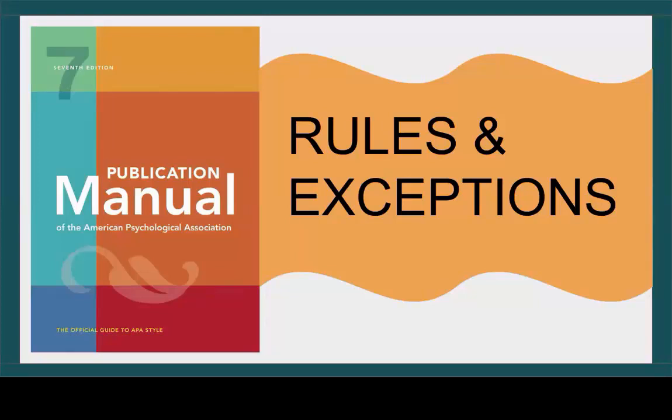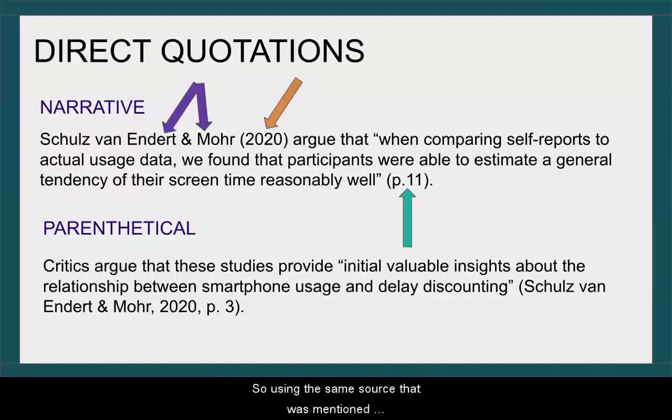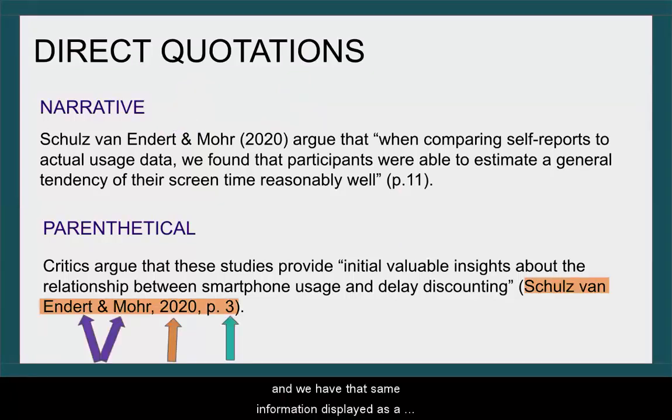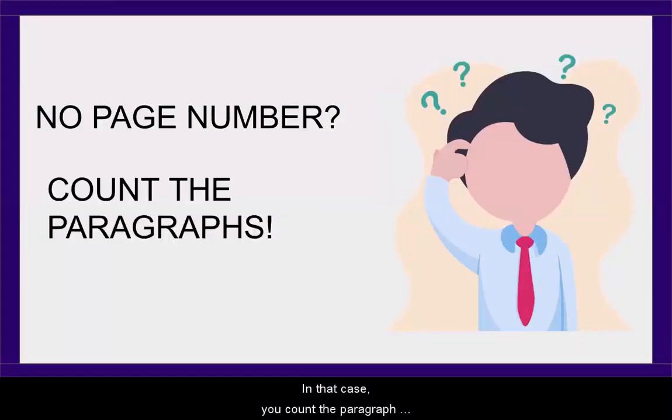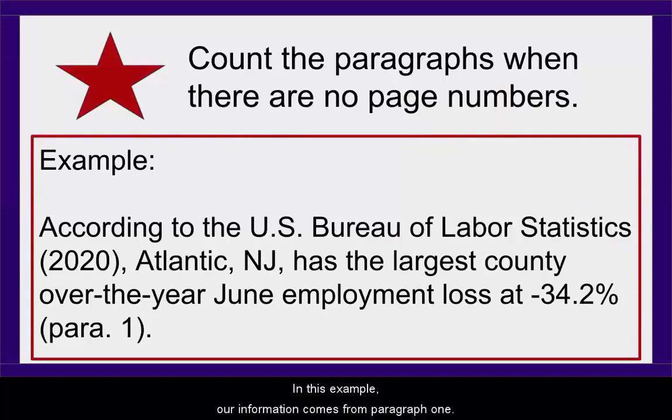Rules and exceptions. For direct quotations, meaning quotations that are taken word for word from your source, you also need to provide a page number. So using the same source that was mentioned previously, our citation for a direct quotation would look like this. We have our author, year, and page number displayed as a narrative in-text citation, and we have that same information displayed as a parenthetical in-text citation. But what to do if your source doesn't have a page number? In that case, you count the paragraph number and then cite that in place of the page number. In this example, our information comes from paragraph 1.